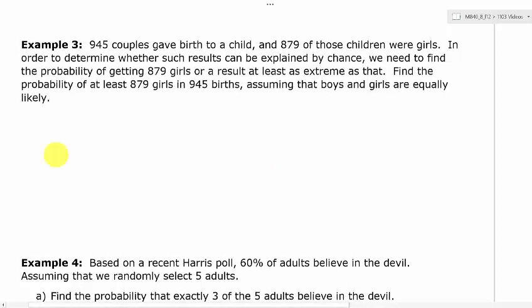In the next example, 945 couples gave birth to a child, and 879 of those children were girls. In order to determine whether such results can be explained by chance, we need to find the probability of getting 879 girls, or a result at least as extreme as that. Find the probability of at least 879 girls in 945 births, assuming that boys and girls are equally likely. So we're going to have to use our calculator for this.